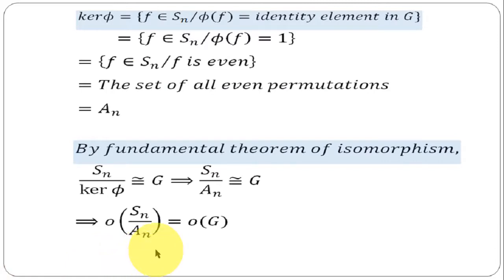So we have proved that the order of An is equal to n factorial by 2. The order of Sn by An is the index of this group, the index of An. So that is equal to 2. So the index of An in Sn is equal to 2 and the order of An is equal to n factorial by 2.